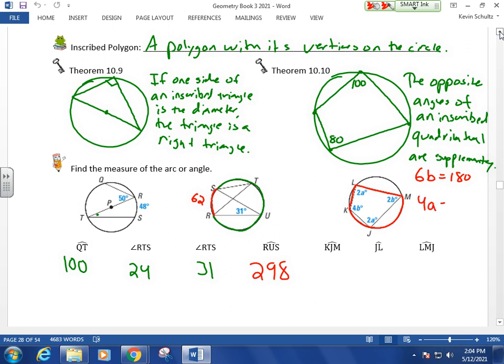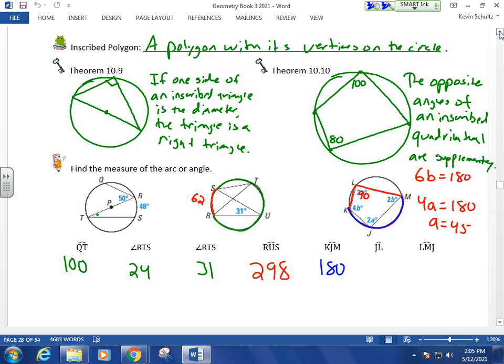2a plus 2a, or 4a, equals 180, which means that a is equal to what? 45. And if a is 45, what's the measure of angle L? 90. And if that's 90, what's the measure of the arc that angle L creates? Going back to inscribed angles in general, if that angle measures 90, what's the measure of the arc that it creates? 180. Okay? It's all coming together here.